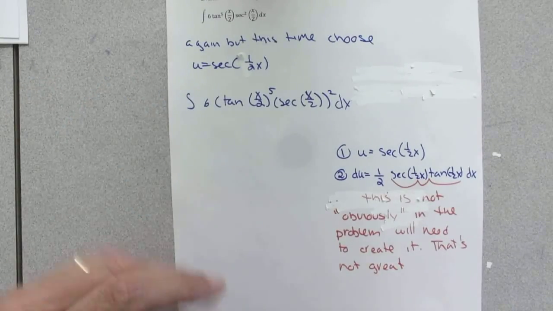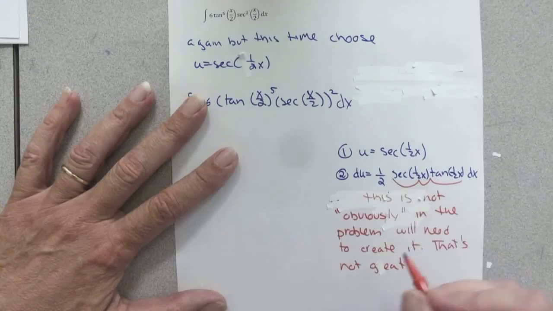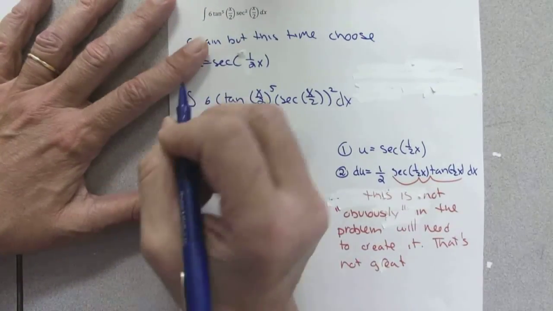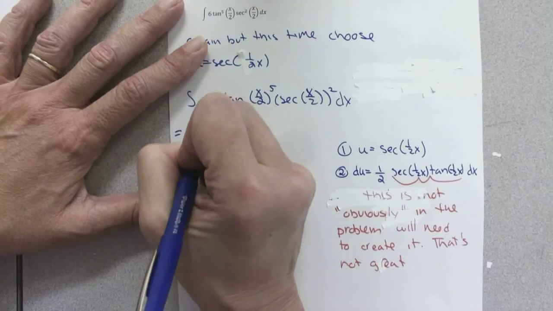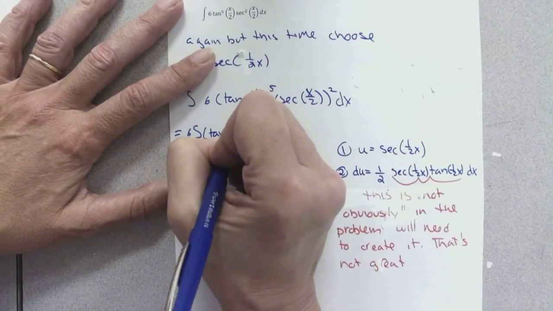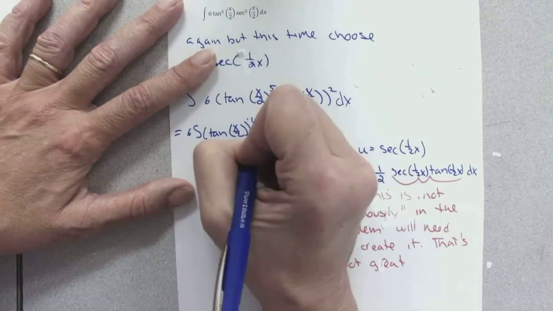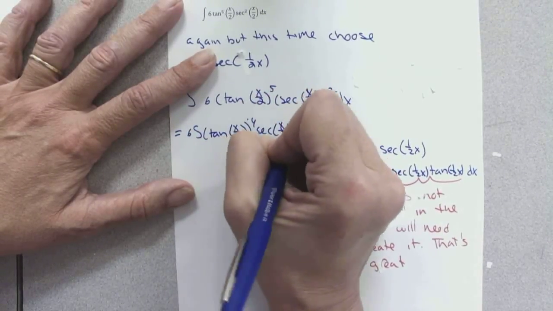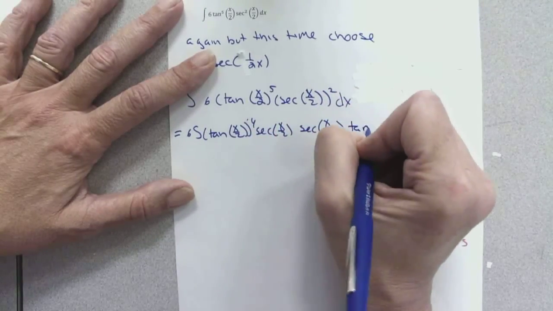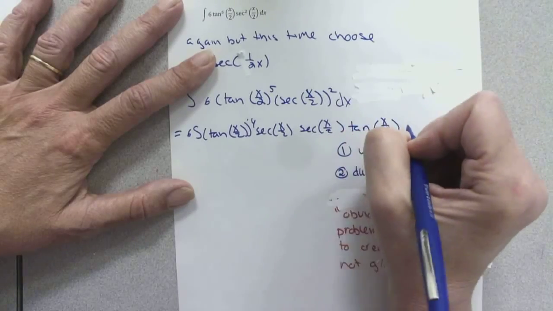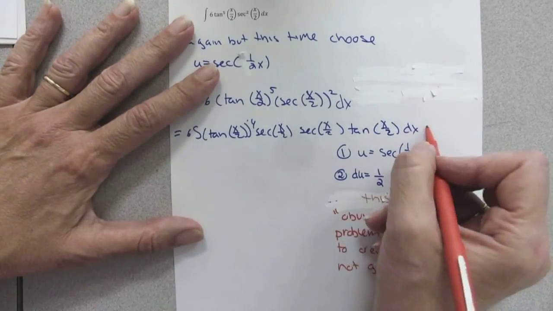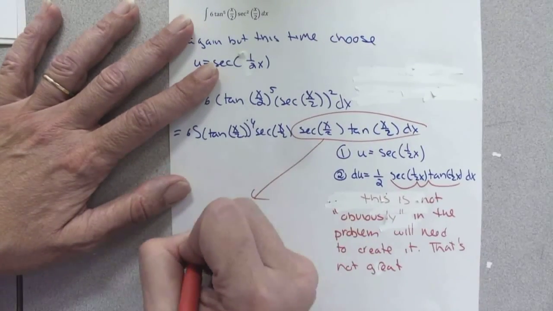Now, sometimes you can create it, and we could here. So I could do this. I could say that this is 6 times tangent to the 4th x over 2 to the 4th, secant x over 2, secant x over 2, tangent x over 2. So there I created it.